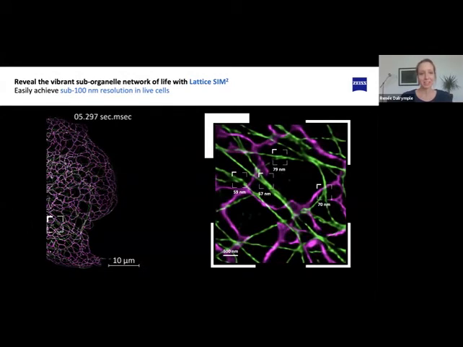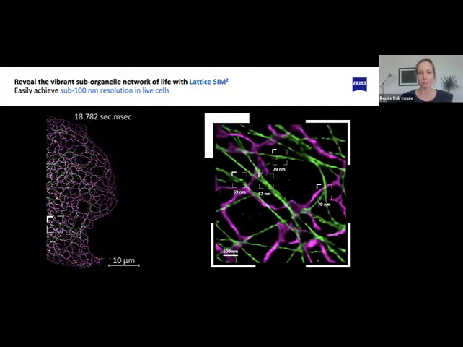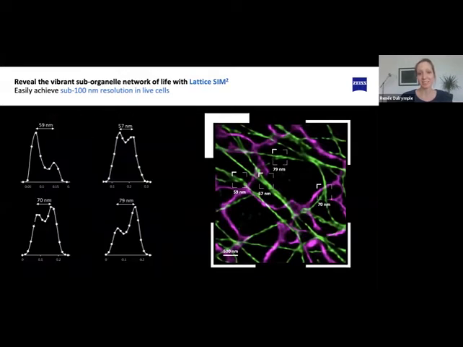And if we pause the movie for just a moment and take a look at the resolution that's achieved in this live image, we can see here that we're easily able to achieve resolution beyond 100 nanometers in a live sample, even all the way down to 60 nanometers, which we can see here in these line profiles on the left. So this should really open up new opportunities in gentle live cell imaging at the resolutions beyond 100 nanometers, which of course, Marcus, is the gap that you were mentioning would be extremely helpful to fill.